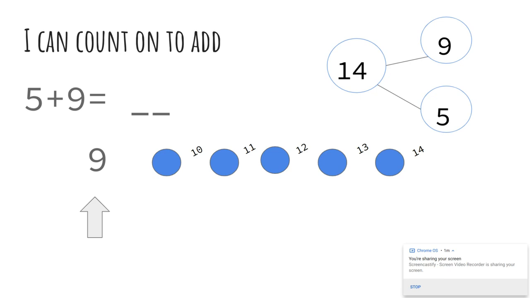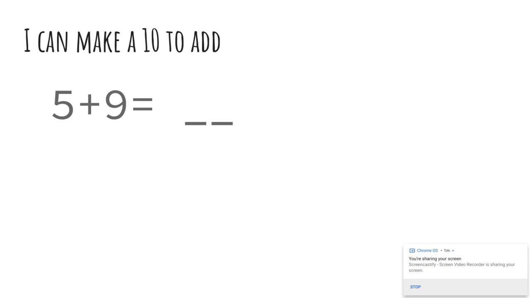Now, there is another way I can solve this same problem. I can make a 10 to add. Do you remember this strategy? Remember how much I love it because 10 is my absolute favorite number. So this one says I can make a 10 to add. So if I have 5 plus 9 again, I know that the number 9 is so close to a 10.